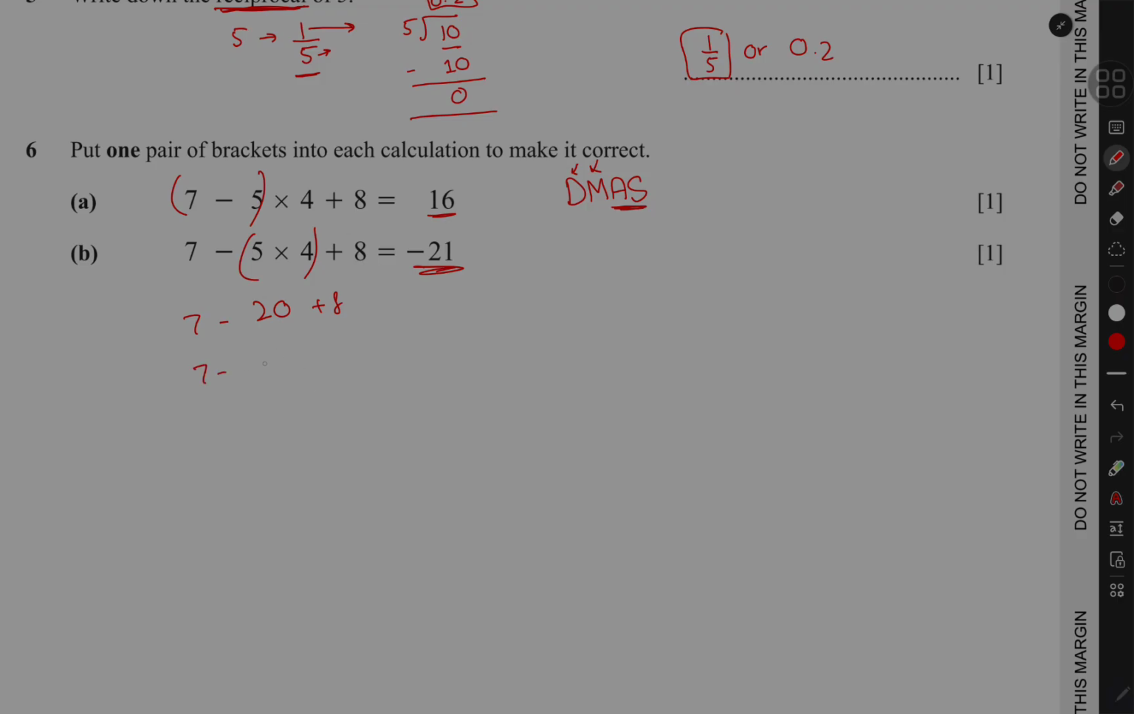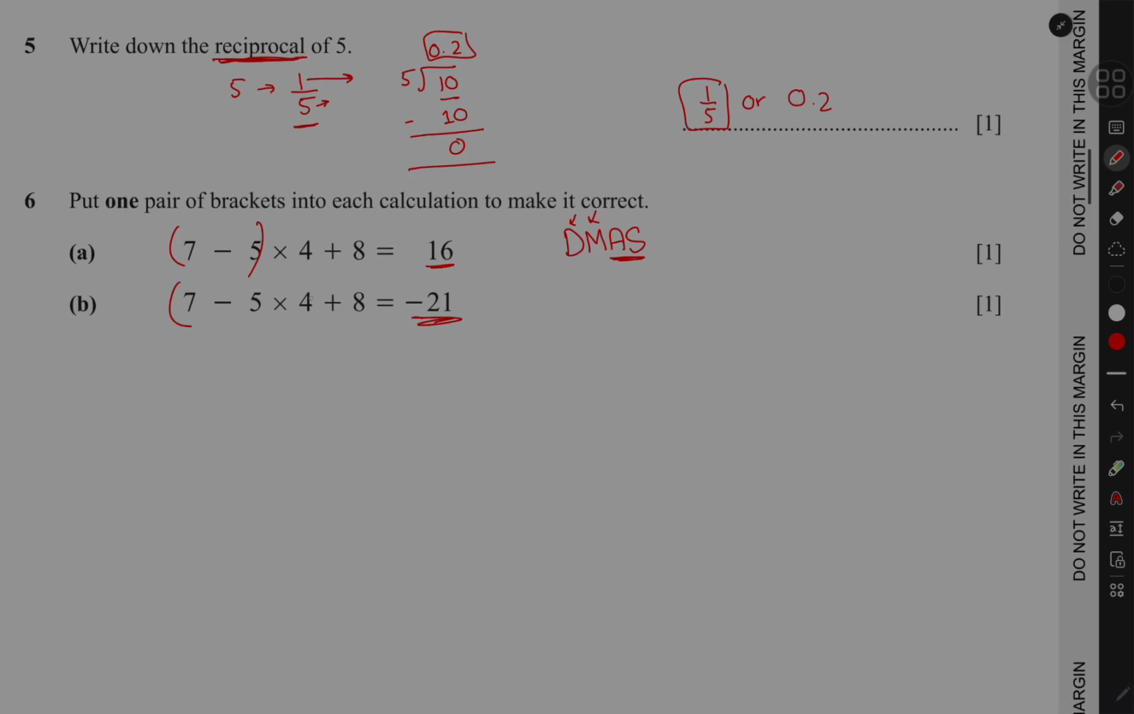7 minus 20 is negative 13 plus 8, that is negative 5. And the answer is still not negative 21. Now what? Let's just try 3 numbers. Oh, but that would still not change anything, but okay. Oh, this gives me one more idea.